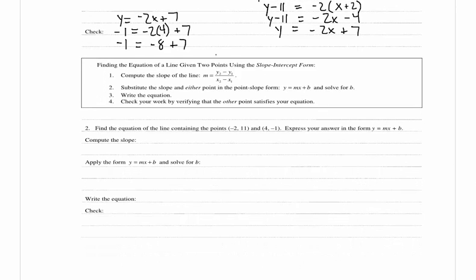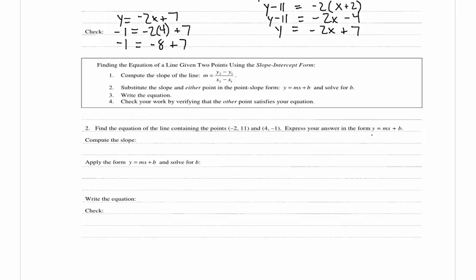In this second example, we're going to be finding the equation of a line given 2 points again, but this time we're going to use slope-intercept form. Our first step is the same, to compute our slope, and then we're going to substitute the slope and either point into the slope-intercept form, which is y is equal to mx plus b, and we're going to solve for b, and then we're going to write the equation and check our work by verifying the other point satisfies our equation. So in 2 it says find the equation of the line containing the points (-2, 11) and (4, -1).